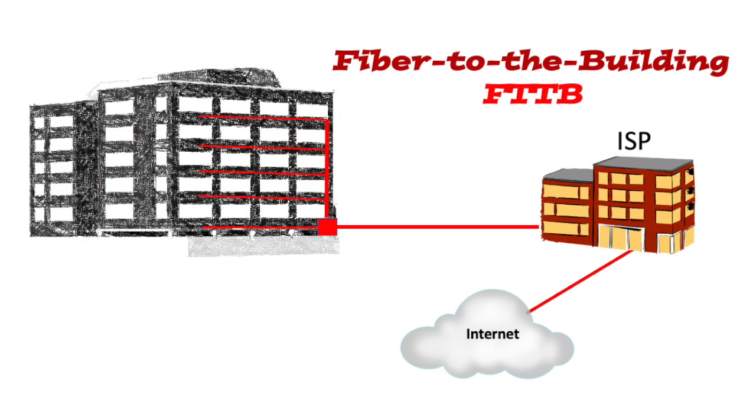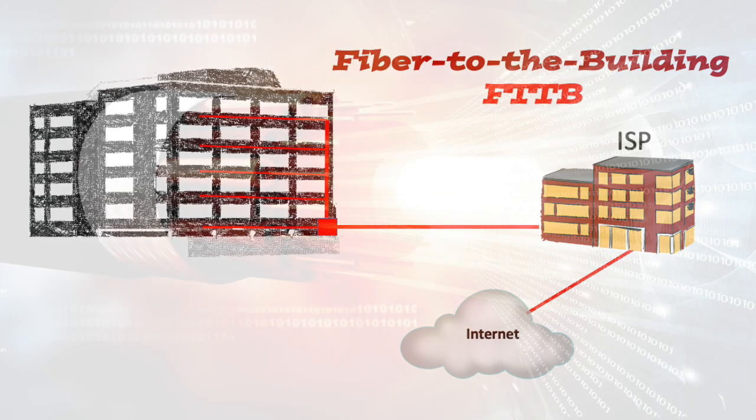The third implementation is called fiber to the building, FTTB. In this implementation, fiber is run to an individual home, business, or apartment building. This implementation allows for a direct connection to each customer or a very small group of customers.